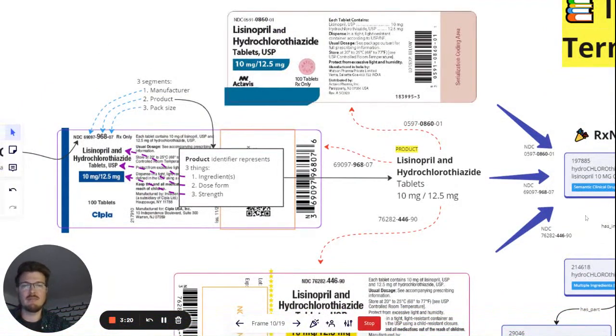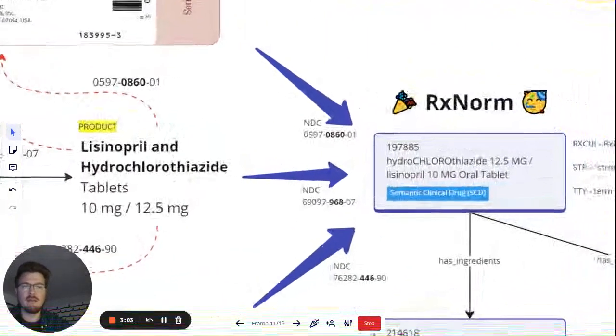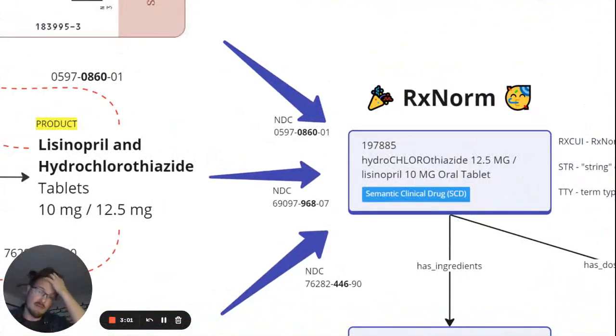And you can see that the middle numbers in all of these NDCs are different. So they're not standardized at all between different manufacturers. So if you were trying to figure out, just by looking at the NDC, whether or not this was a lisinopril or hydrochlorothiazide product, it would be very difficult to do that. So that's the problem with NDCs, among other things, but this is where we introduce RxNorm.